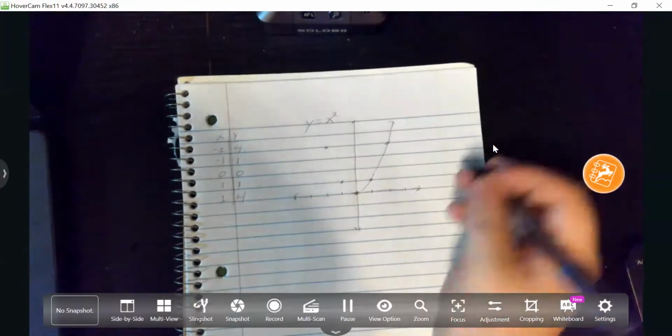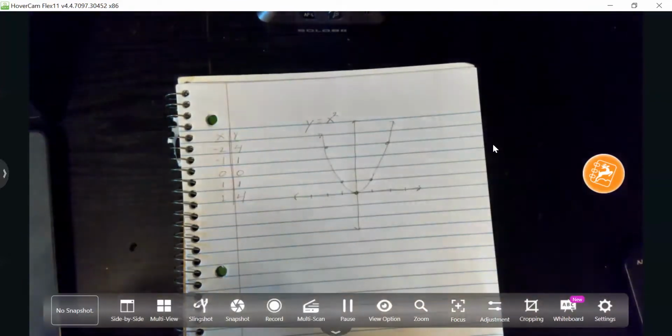So when you go to draw it, make sure your line's going straight across the bottom here. And then it's coming up. And we're going to get kind of this U shape. This is our standard parabola.